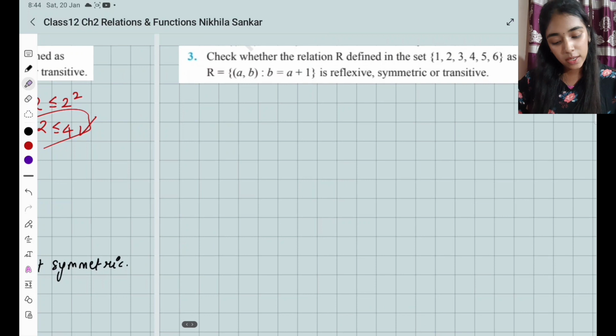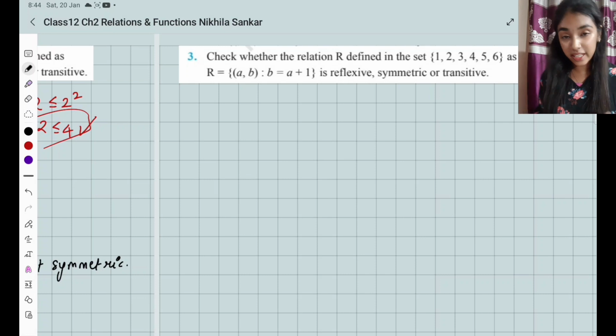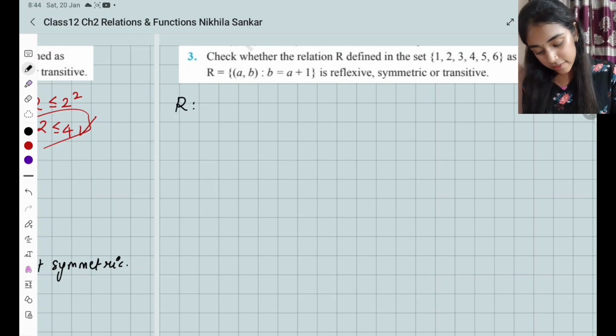Okay? Now, third question. Check whether the relation R defined by b equals a plus 1 on the set {1, 2, 3, 4, 5, 6} is reflexive, symmetric and transitive. Okay? Shall we check? It says check whether, meaning is it yes or no. So now reflexive, you have (a, a) belongs to R.